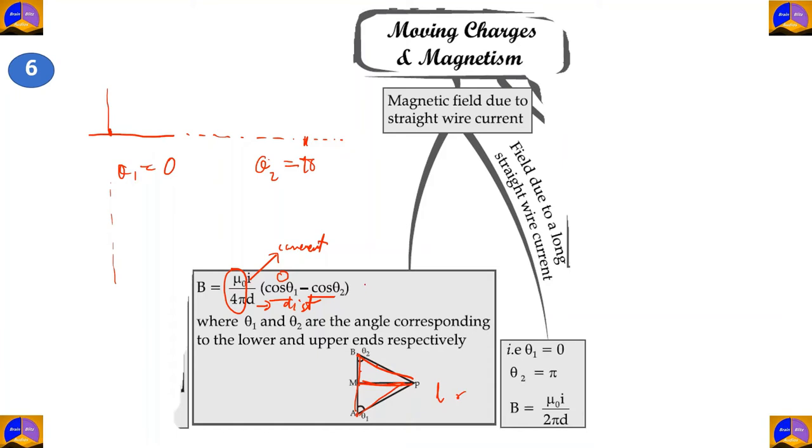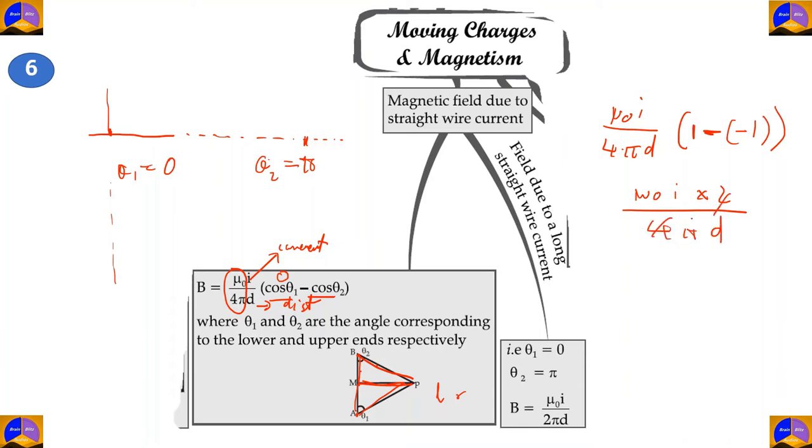So then our original formula will become mu naught I divided by 4 pi d into cos of theta 1, which is cos of 0, which is 1, minus cos of theta 2, which is cos of pi, which will be minus 1. So then that becomes mu naught I into 2 divided by 4 pi d. 2 goes into 4 twice, so that gives you this formula. Magnetic field is equal to mu naught by 2 pi into I by d.